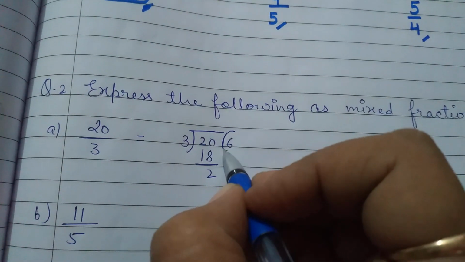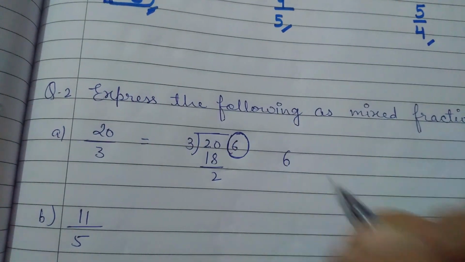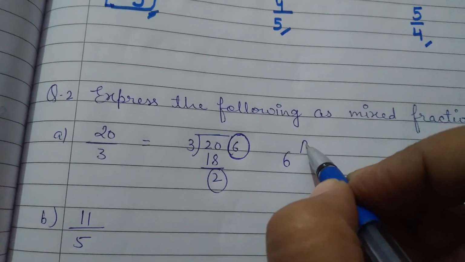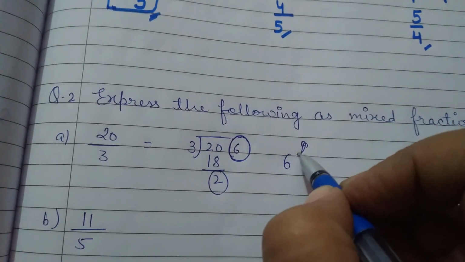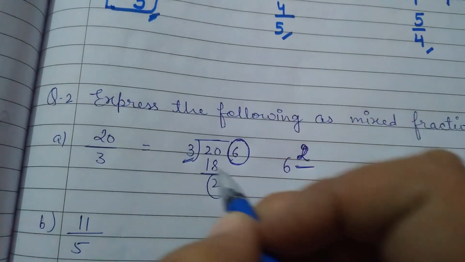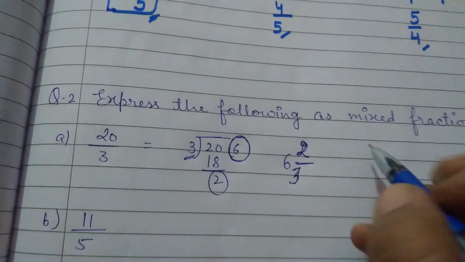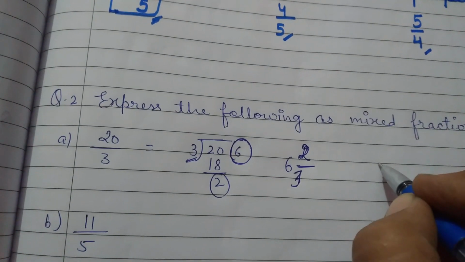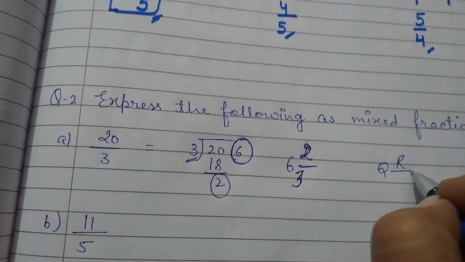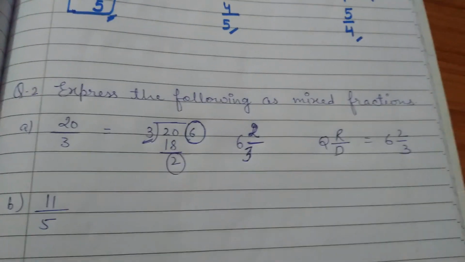It means, what is the whole that you get? 6. We will write 6 here. And what is the remainder? The remainder we will write on the top. So 2 is the remainder, we will write it on the top, and whatever the denominator is, you will write as it is. So you have seen that we write quotient, remainder upon denominator. So here 6 2 by 3 is the answer.